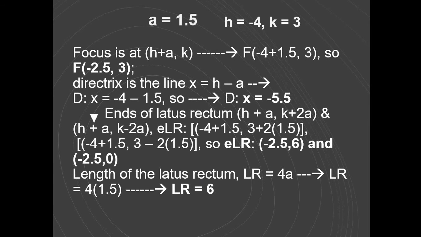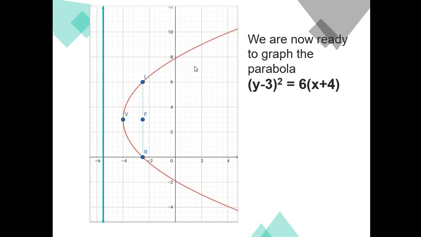Okay? So after determining the coordinates of the vertex, the equation of the directrix, the coordinates of the focus, and the latus rectum, we're now ready to sketch the graph of the parabola. So this is now the graph of the parabola y minus 3 quantity squared equals 6 times quantity x plus 4. The vertex is at (negative 4, 3). The focus is at (negative 2.5, 3). The points (negative 2.5, 0) and (negative 2.5, 6) are the endpoints of the latus rectum. And this is the directrix, x equals negative 5.5. As you can see, it's a parabola that opens to the right.